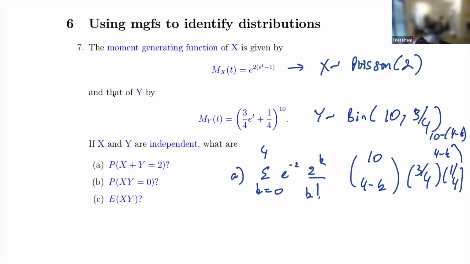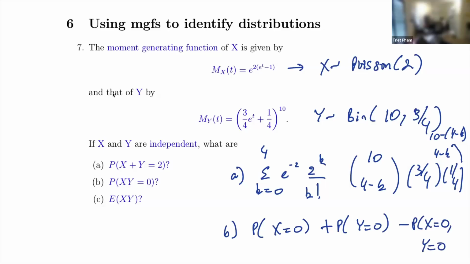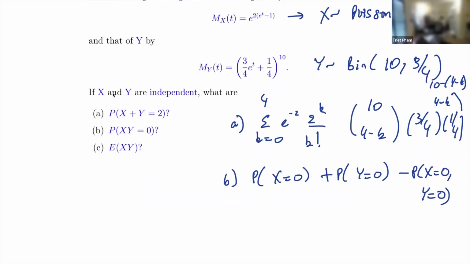Part B is the same. For part B, if X times Y equal to 0, that must mean one of them is 0. So that's going to be the probability X equal to 0, plus the probability Y equal to 0, minus both. This is inclusion-exclusion. Either one of them being 0 is enough. So you just fill in e to the minus 2, and then 1/4 raised to the 10, and then both of them being 0 is the product.